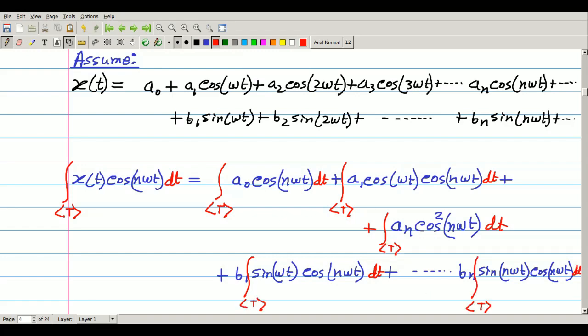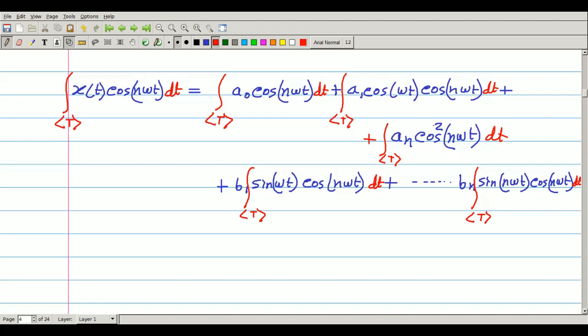Okay, now you observe that among so many terms on the right hand side, most of them are 0. For example, integration of cosine n omega t is 0. Then here we have cosine omega t multiplied with cosine n omega t. The two frequencies are different. Therefore, the integration will give us 0. That is what we have learned at the beginning of our class today.